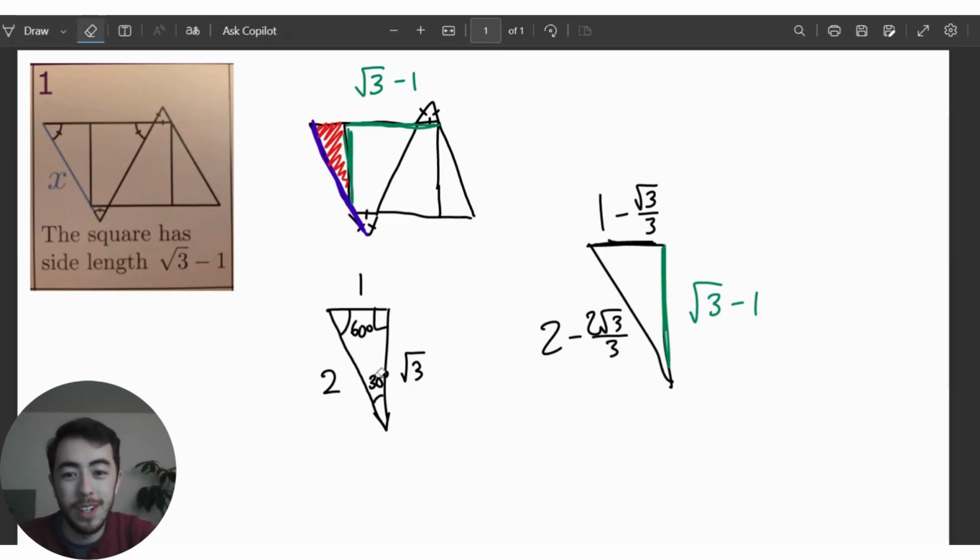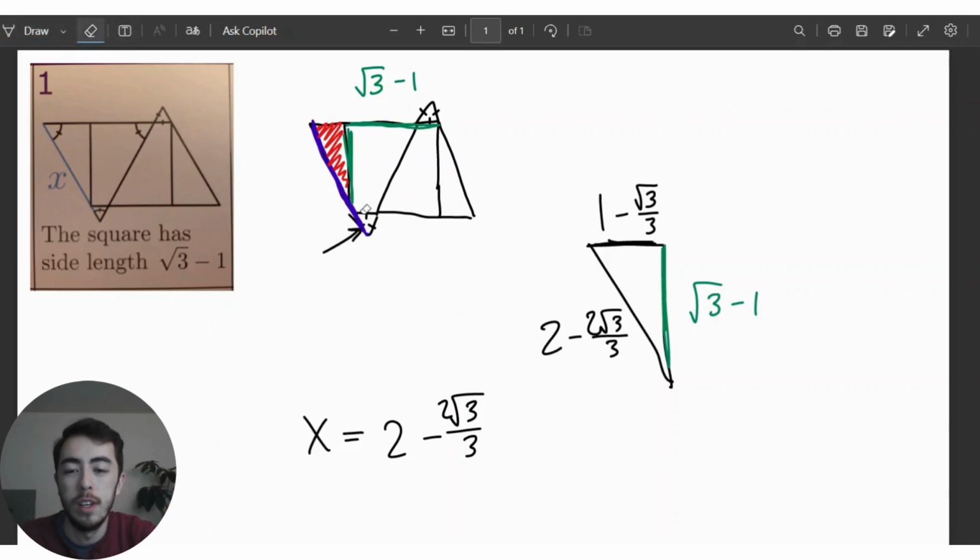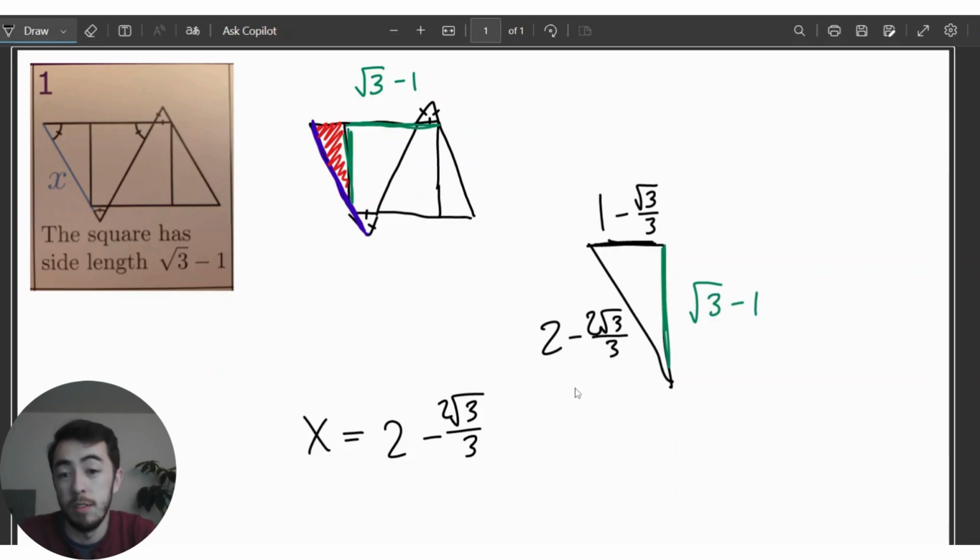Now, unfortunately, I'm not done. I didn't solve for x. I solved for the hypotenuse of this triangle. And it looks like x is actually equal to the hypotenuse, which I solved for, plus this little extra bit right here. Now, I don't really know what that length is just yet, so I want to call it just a variable for now, plus a. This a is going to be my little bit right here.